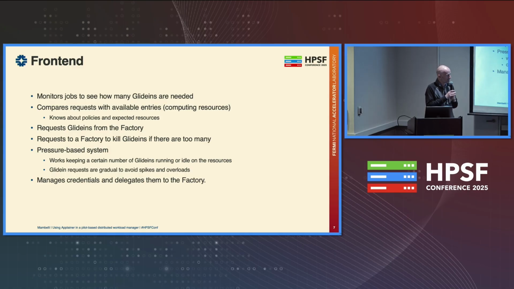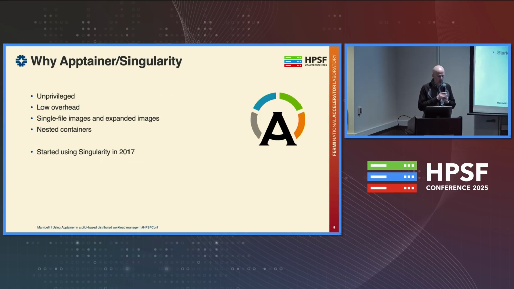It's also managing the credentials to authenticate both to the site and then to allow the job to transfer files securely or access services. So, about 90% of the scientific computation that runs on these sites runs inside containers. Why did we use Singularity initially and then Apptainer? Mainly because it's unprivileged.